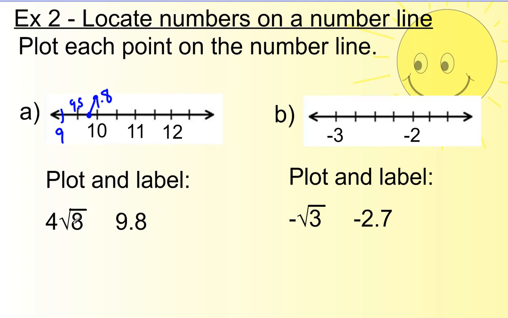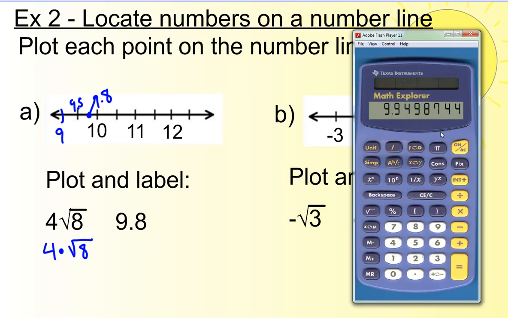Now, 4 square roots of 8. What this means, for those who don't know, is 4 times the square root of 8. So you have to do the square root of 8 first to figure out what that thing is as a decimal, and then multiply by 4. Okay? 8 square root, big ugly number, 2 point something, times 4 equals 11.3.